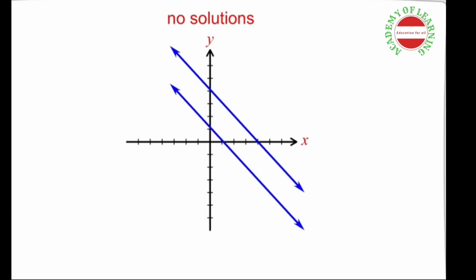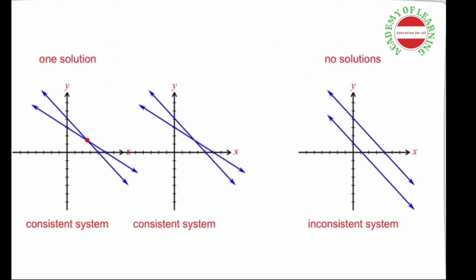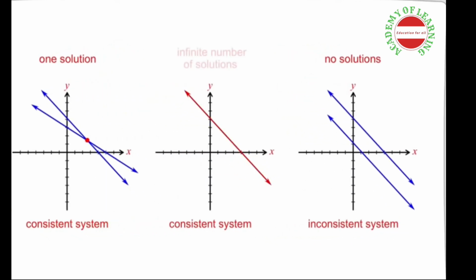Systems which have no solutions are said to be inconsistent, and systems with one or more solutions are called consistent, having either one solution or an infinite number of solutions. We can distinguish between these two types of consistent systems by their equations. If the consistent system is composed of two distinct lines, the equations are independent. And if the consistent system is composed of two identical lines, the equations are dependent.